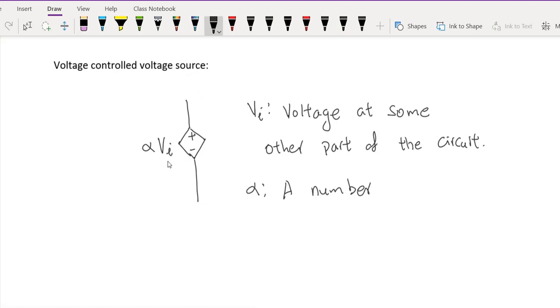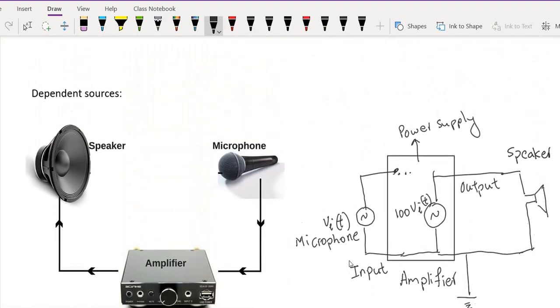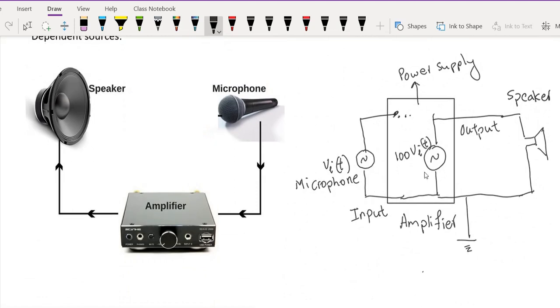In this case, V1 is the voltage at some other part of the circuit, and the voltage for this source depends on the voltage at that other part. Alpha is just a number. For example, in the case of the amplifier, the output voltage source is a voltage dependent voltage source, and this 100 is alpha. And this symbol, if I did this correctly, should not be a circle; it should be a diamond.